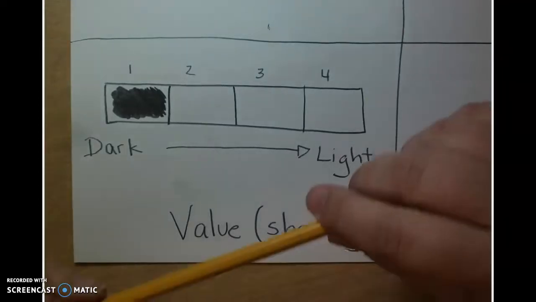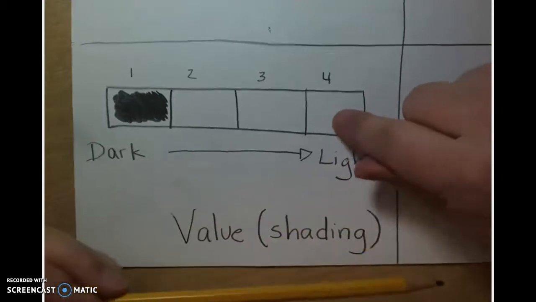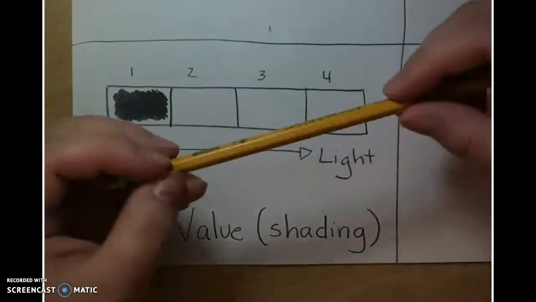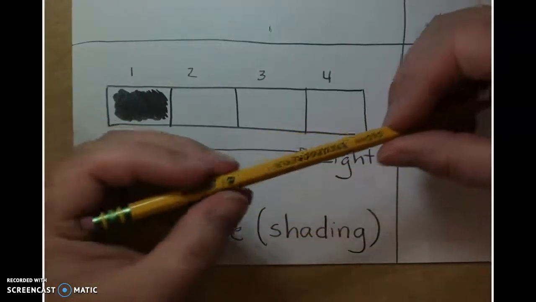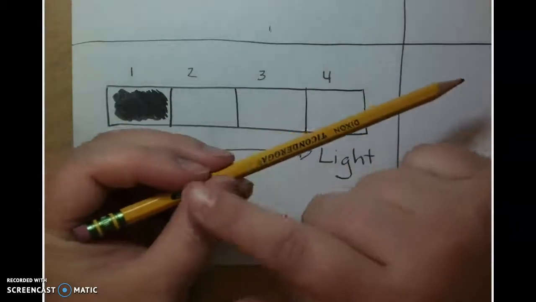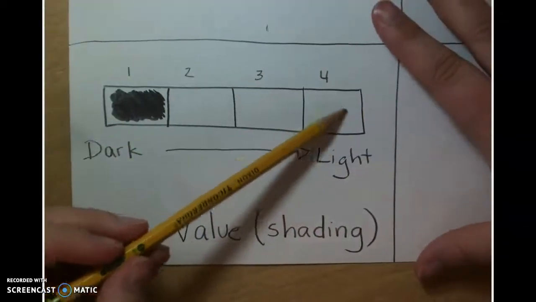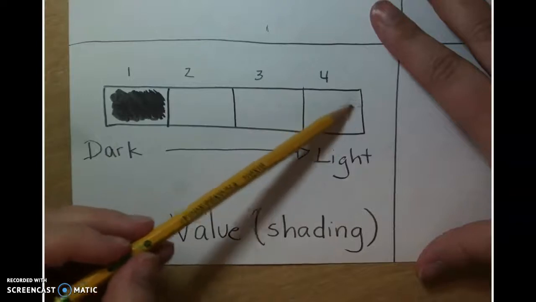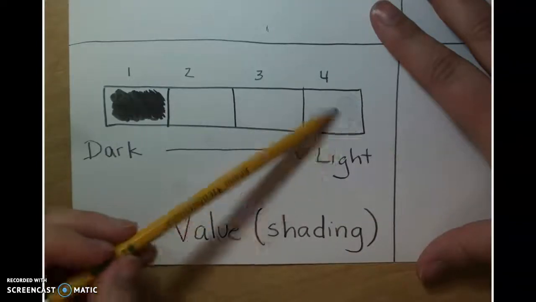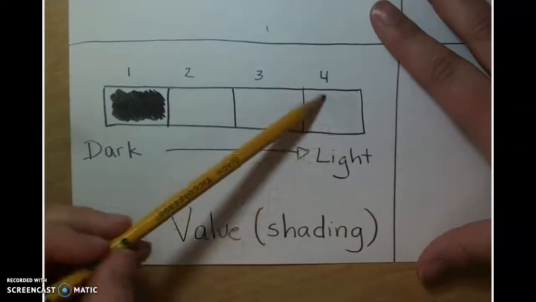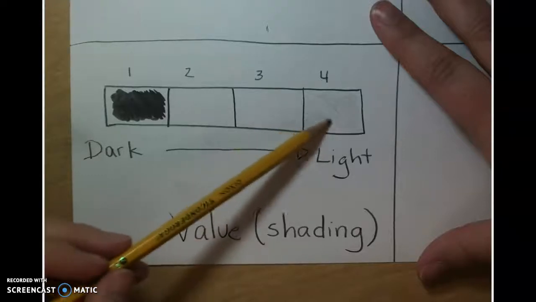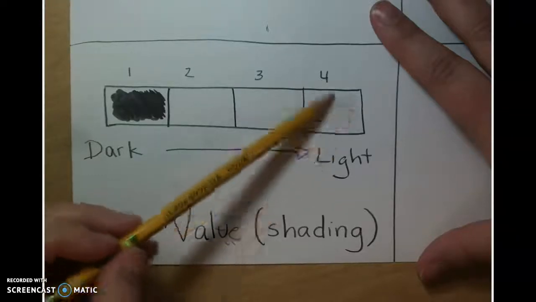When you're finished, next step is we're going to be creating the lightest value. Now, when I'm doing this, a trick is to sometimes hold the back of your pencil so that you're really just dancing the pencil over the surface of the paper. And you're making it as light as we possibly can.